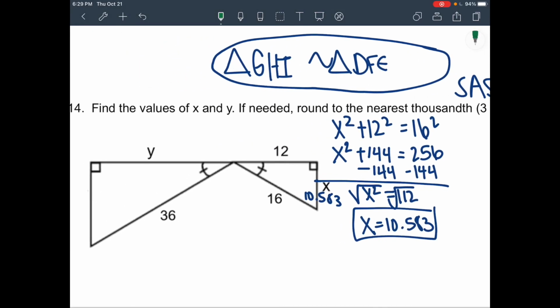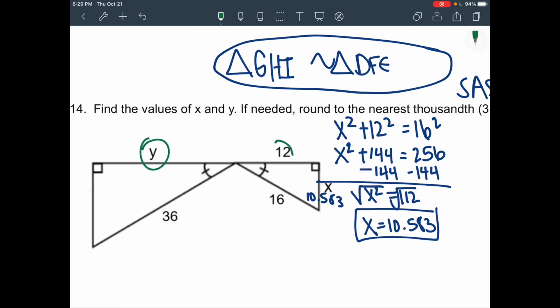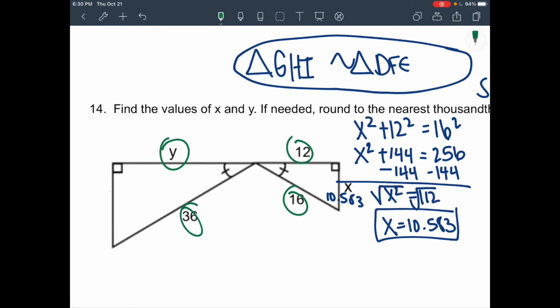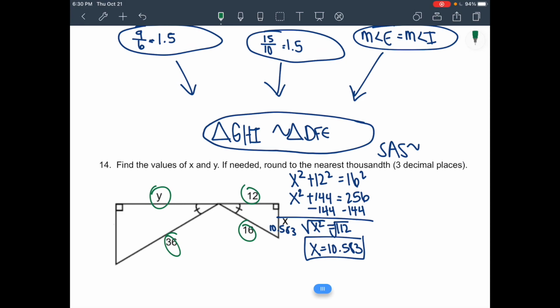So we've got y, we've got 12 corresponds to it, and then 36 and 16 correspond. We know that these two triangles are similar by angle. So we can write a proportion because the sides are growing at the same rate because they're similar. So we do not need a flowchart to say this because we know they're similar. We're going to use a proportion to help us solve for missing pieces in the similar triangle. So 12 over y should equal 16 over 36. They should grow in the same way, so those fractions should be equal at the end.